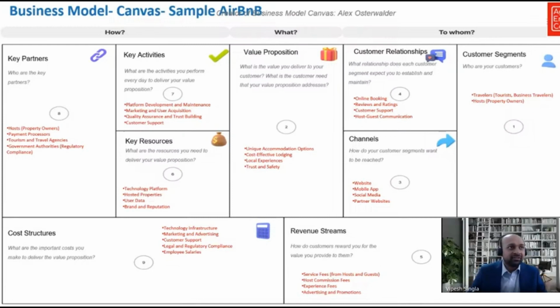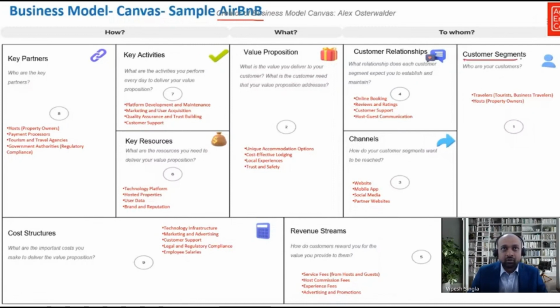So this is basically what I have done: I have created a business model canvas for Airbnb. It was a quick and dirty exercise. I've not spent too much time, so it's kind of first thoughts. Let's go through the sections in sequence.